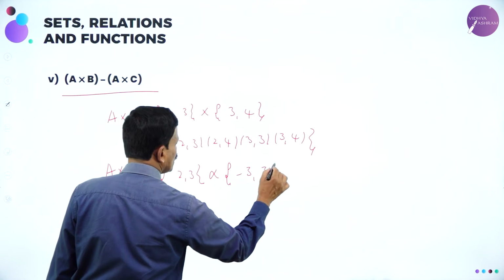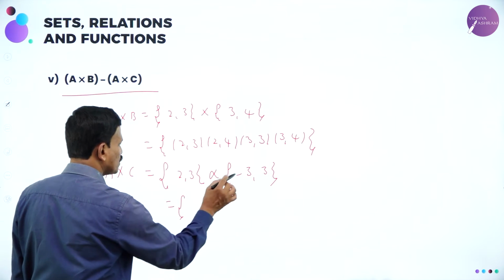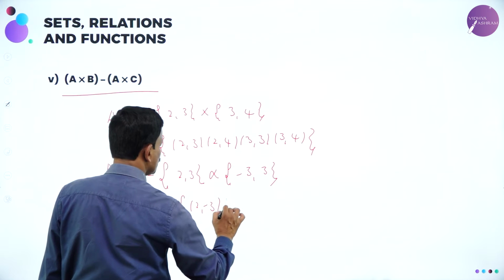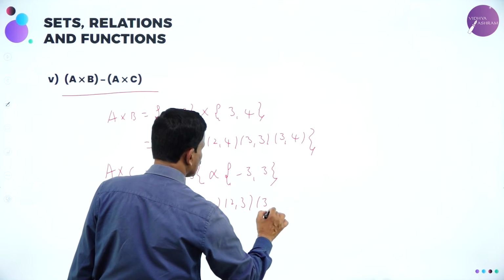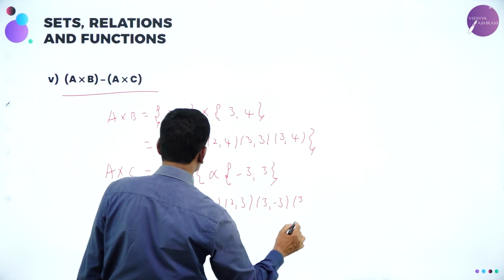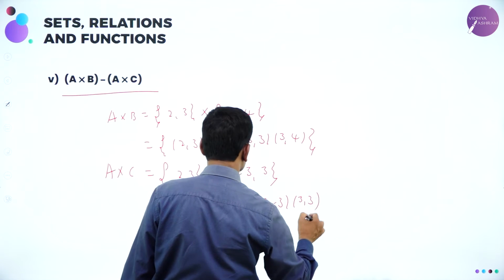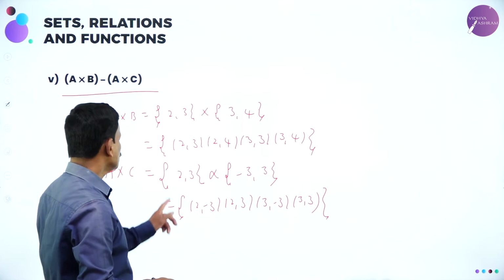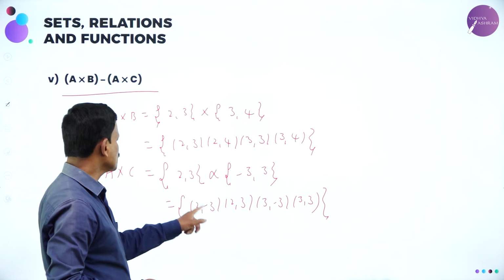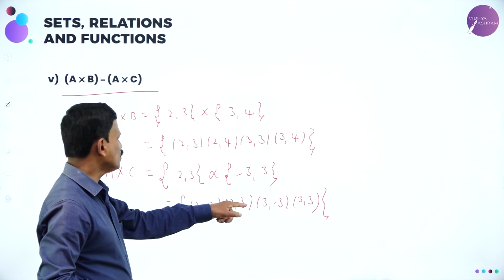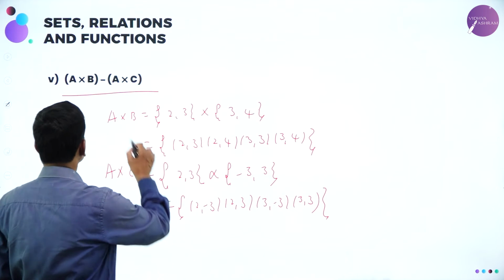And C contains minus 3 and plus 3. So the Cartesian product of this is 2 comma minus 3, 2 comma 3, 3 comma minus 3 and 3 comma plus 3. That's it. See here: 2 comma minus 3, 2 comma 3, 3 comma minus 3 and 3 comma plus 3.